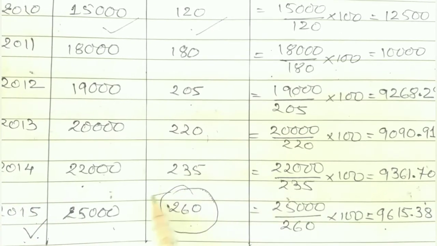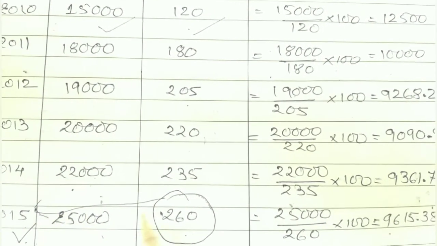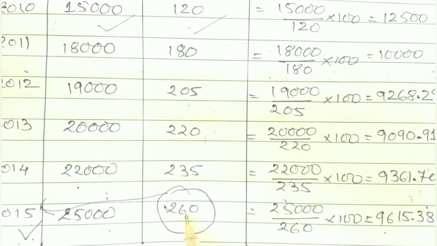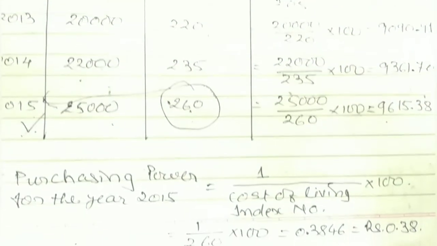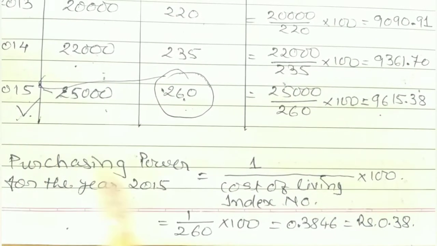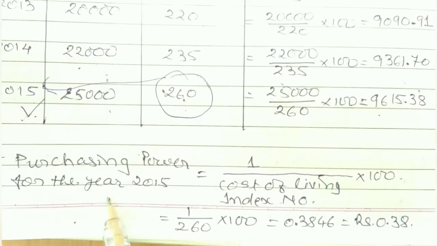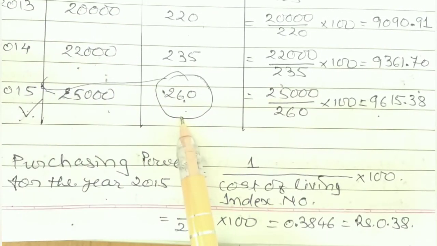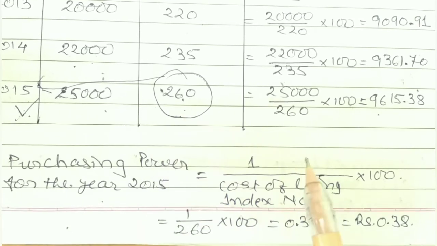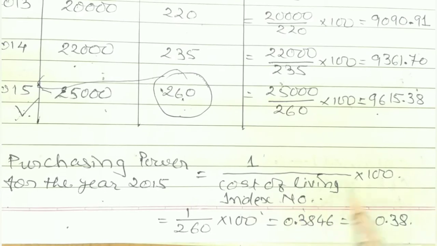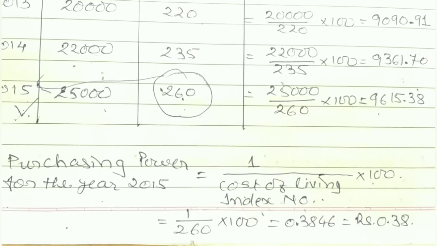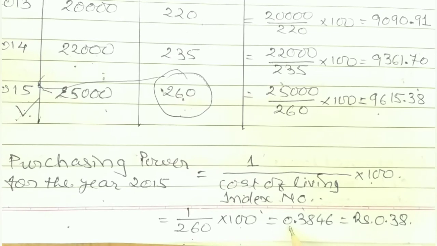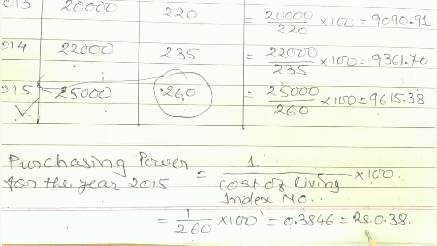The cost of living index number for 2015 is 260. Now let us see the calculation for purchasing power. See students, for the year 2015, the cost of living index number is 260. The formula to find out purchasing power is 1 upon cost of living index number into 100. 1 upon 260 into 100, that means 0.3846, which is 0.38 rupees. That is your purchasing power for the year 2015.